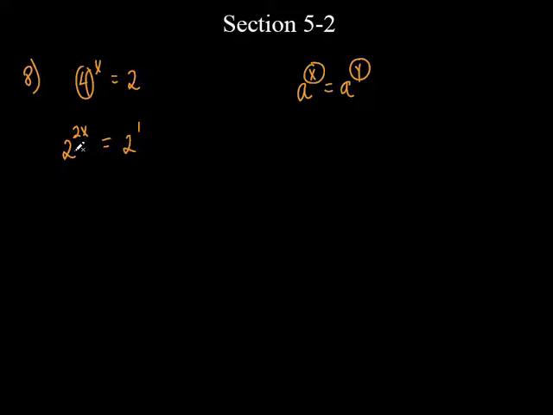Now we got this situation. Now we have bases that are the same, and what do we do with the exponents? Set them equal to each other. That's right. So I set 2x equal to 1, and now I just do regular algebra and solve for x. So I divide both sides by 2, and x is a half, and that's your answer. Pretty easy, isn't it? Again, once you realize the technique.